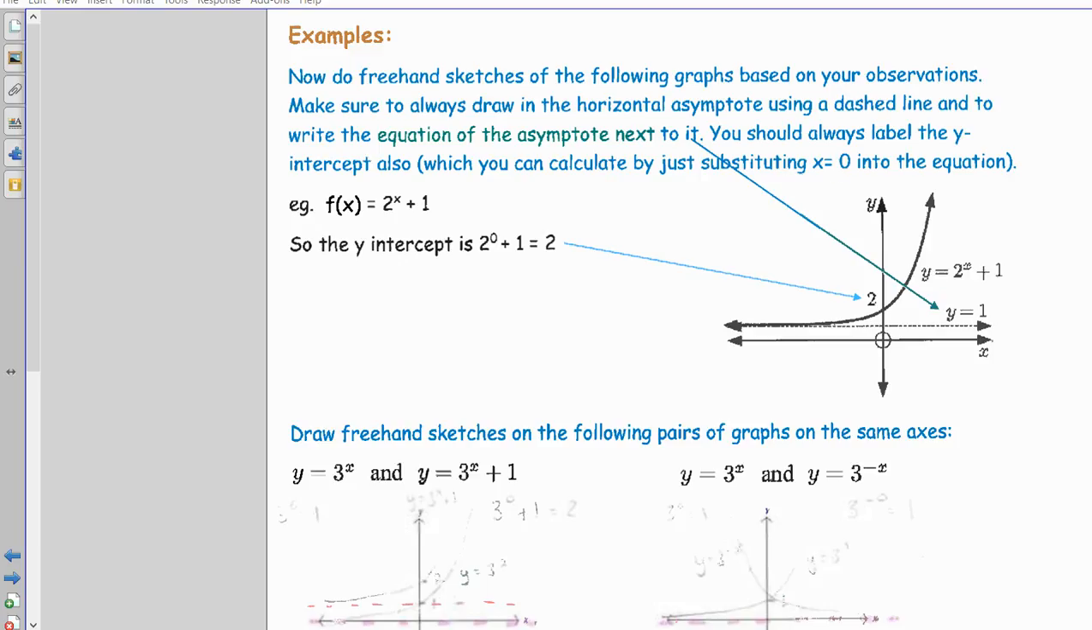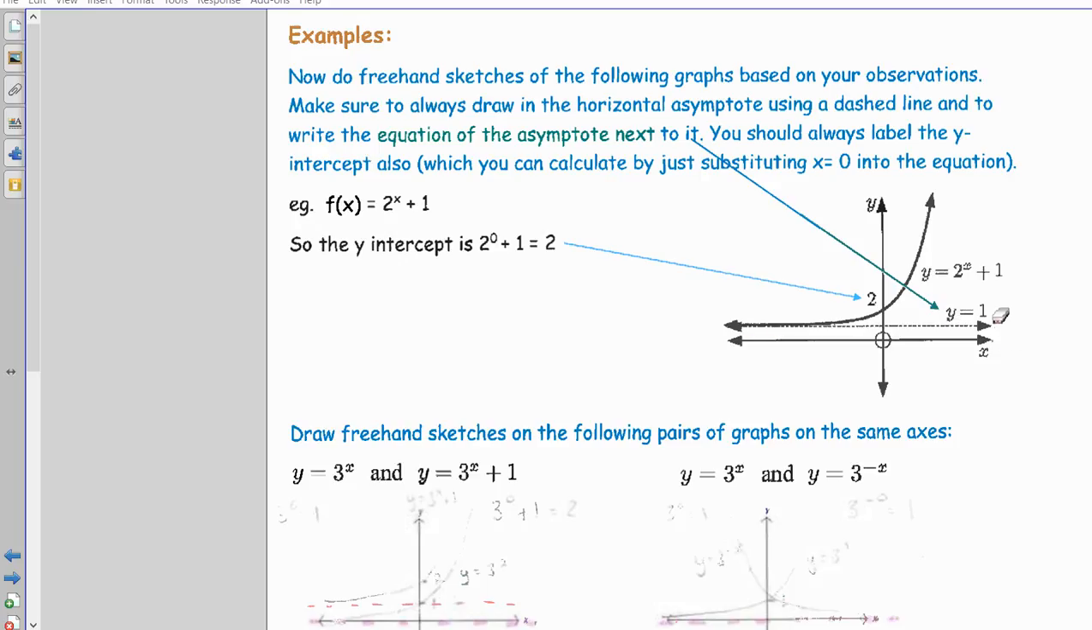So let's do that. So here's your function, f(x) equals 2 to the x plus 1. What is our horizontal asymptote going to be? So our c value is 1, so we're going to have a horizontal asymptote at y equals 1. So we can draw a dotted line, with the equation next to it.